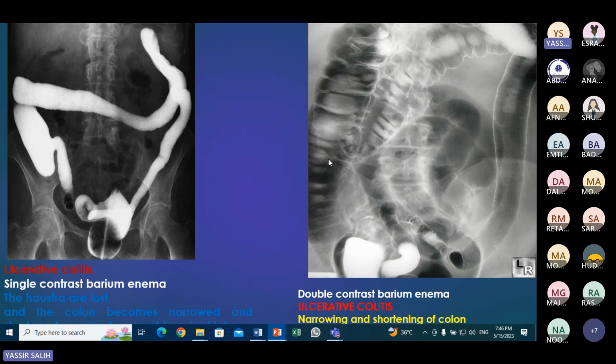If you notice, this is a normal large bowel because there is haustration. On the other side there is a loss of normal appearance, there is no haustration, with narrowing and shortening and a featureless colon. Featureless colon means the colon should have haustral circulation, but this is a featureless colon. What is the diagnosis?